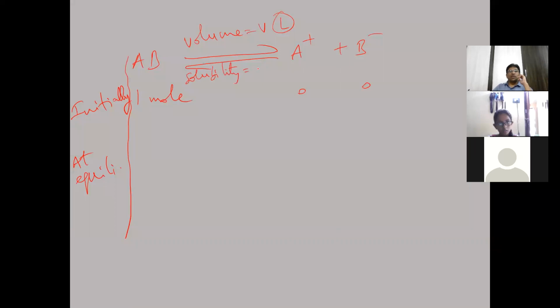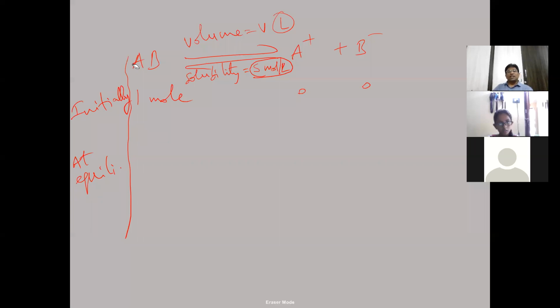Solubility of the salt is equal to what? S moles per liter. What is S moles per liter here? The solubility of this AB solid solute. So now solubility is S moles per liter and volume is V liters. In V liters, we dissolved 1 mole of AB solute.